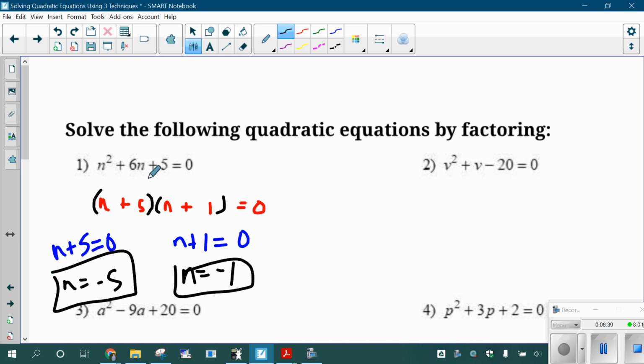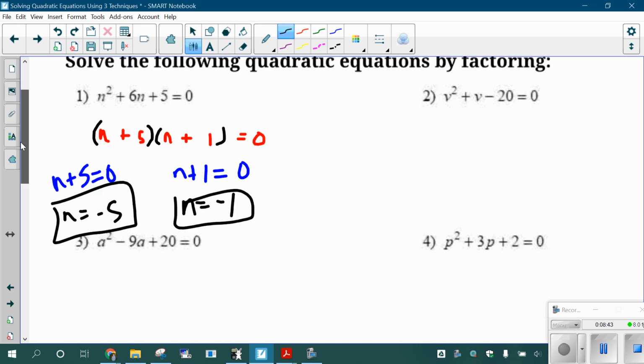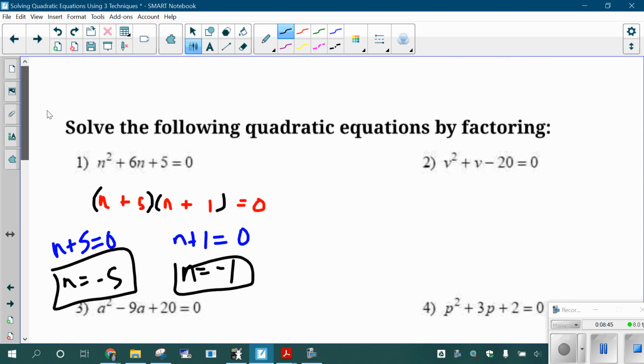Okay. I hope this process of factoring is coming back to you. Let's do one more together, and then we're going to save some of this for some practice.